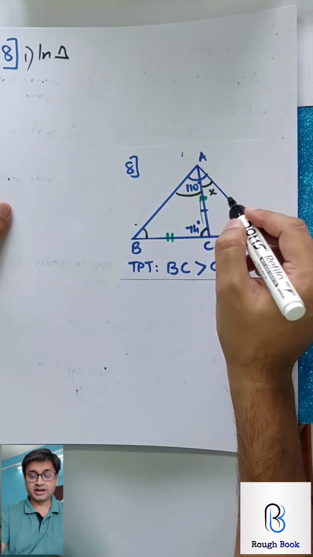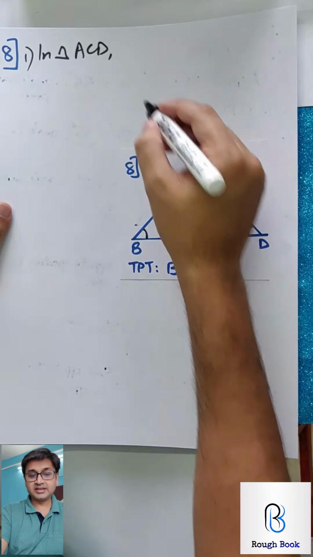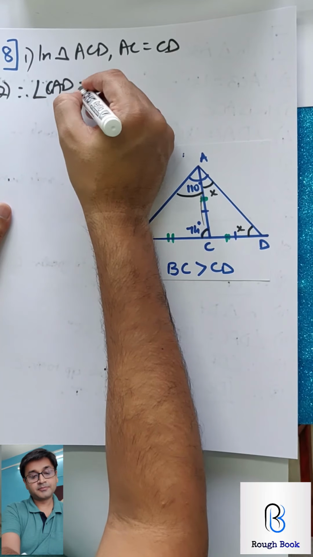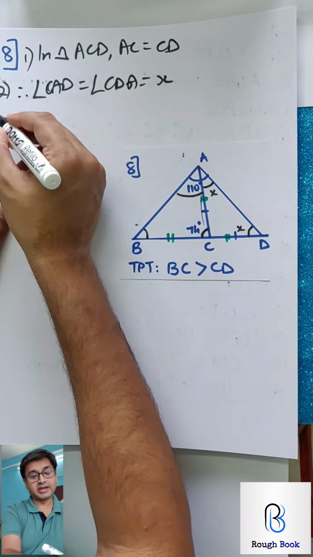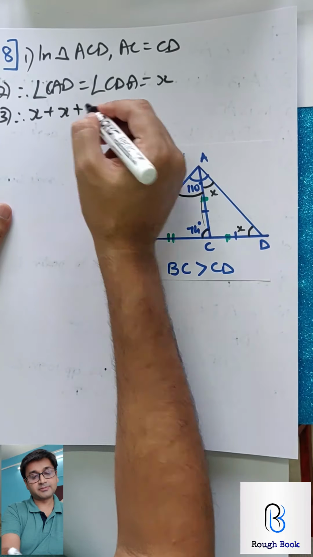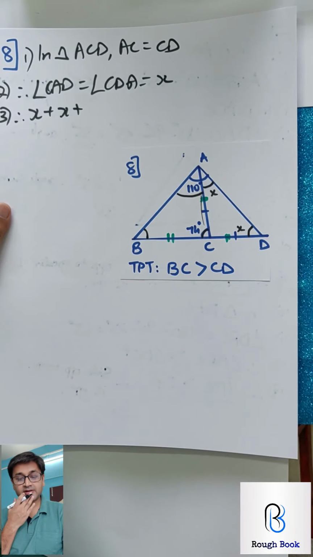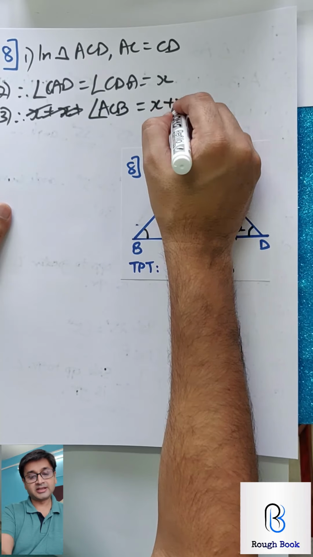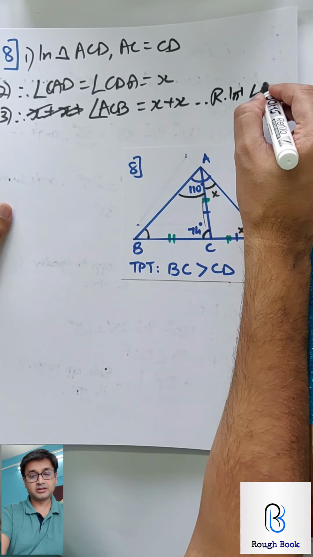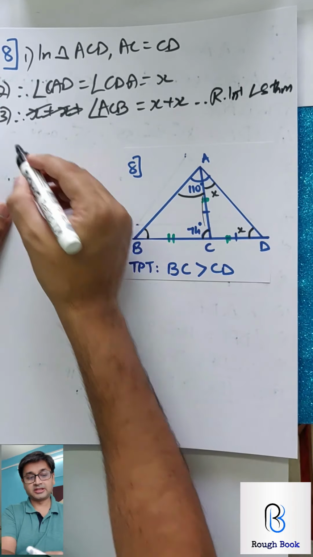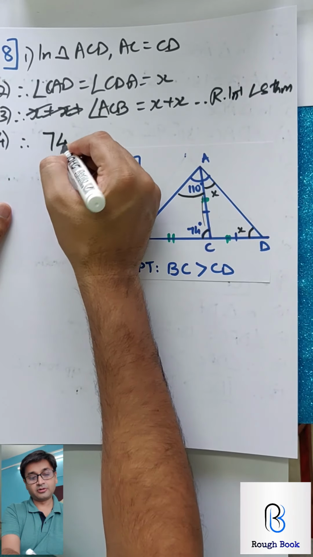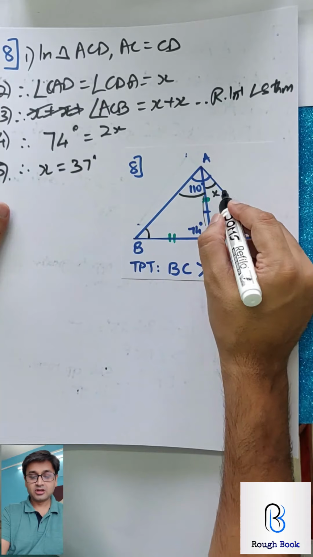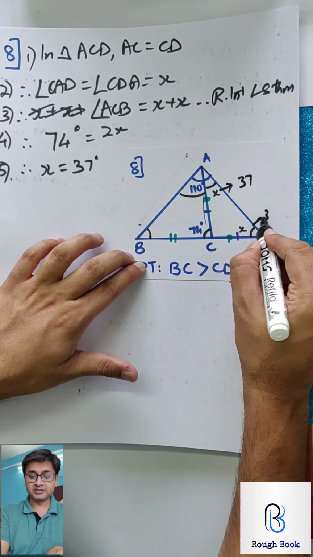So step 1, in triangle ACD, AC equals CD, and therefore angle CAD is equal to CDA equals X. Therefore angle ACB is equal to X plus X, remote interior angle theorem. So fourth, therefore 74 is equal to 2X, and therefore X is 37. So I got this one 37, this one 37, correct?